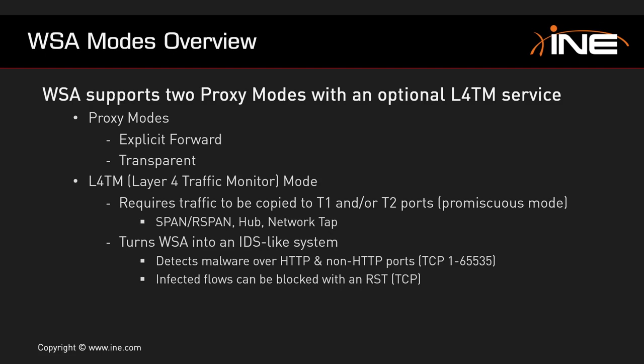So assuming that you're running some sort of IDS/IPS in addition to WSA, you probably don't want to use L4TM. This is more like an extension to the regular proxy function, not something that people actually use a lot in production. But just in case you have this option, it is pretty easy to deploy. You just enable the port and then send packets to the WSA.